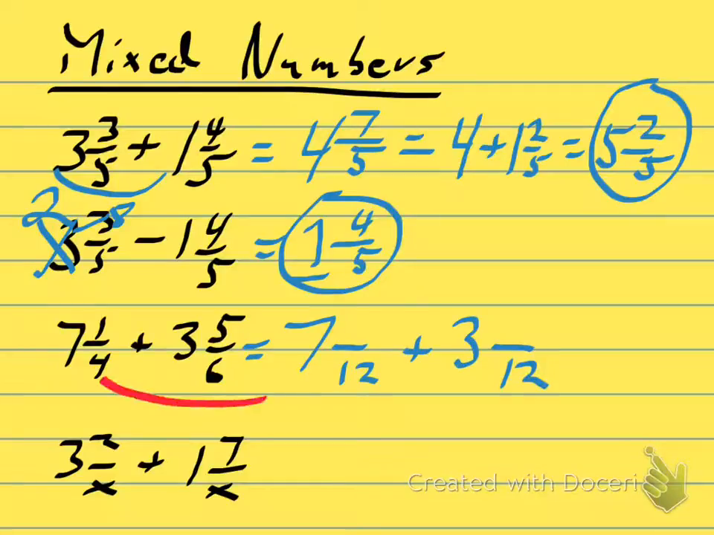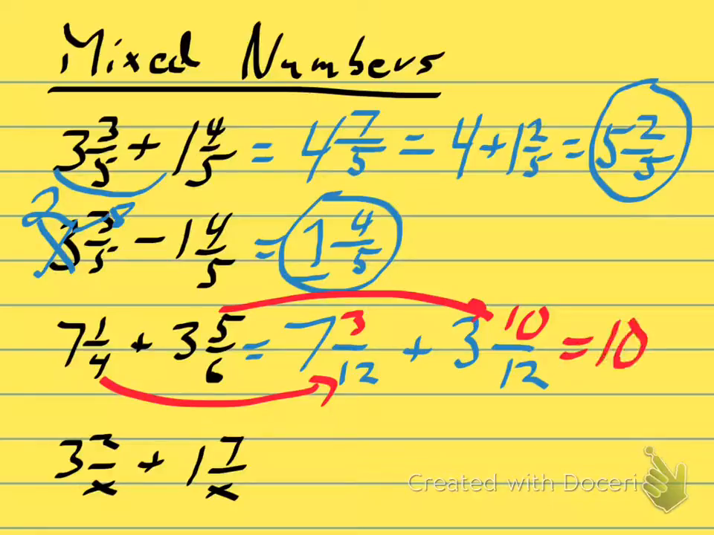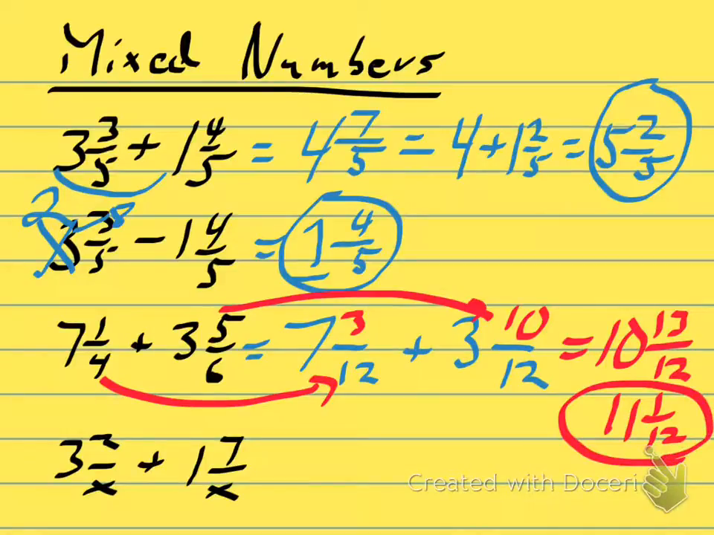All right, so let's change colors. 4 went into 12 3 times, so the top will be 3. 1 times 3, which is 3. 6 goes into 12 twice, and so multiply 5 times 2, 10. So I'm actually adding 7 and 3/12 plus 3 and 10/12, which is equal to 10 and 13/12. Which is 11 and 1/12, and that is called carrying. Okay, so this right here was borrowing, and this right here, what we did, is called carrying. And so that's a quick review.